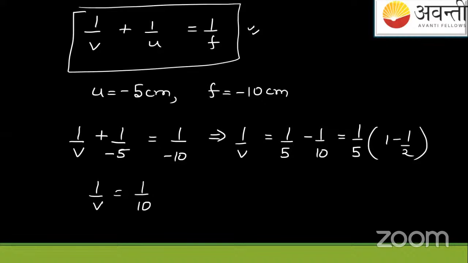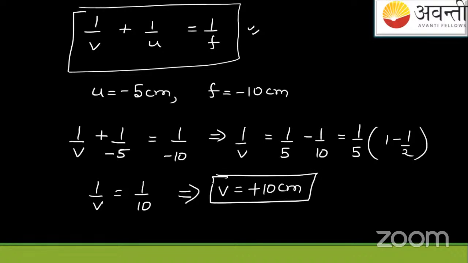Got it, students? So from this we can conclude V is basically 10. 10 ka matlab positive 10 centimeters. V is positive 10 centimeters. Yes, Sneha, that's right. Okay, good. If you're understanding the things.